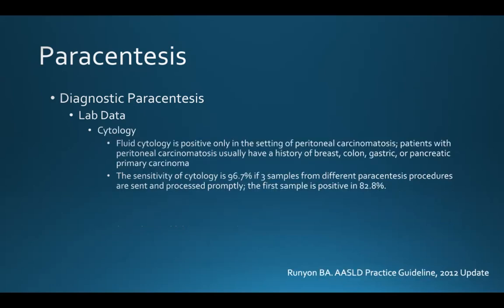Sometimes we might order cytology for the fluid we obtained. Remember, fluid cytology is only positive in the setting of peritoneal carcinomatosis. Patients with peritoneal carcinomatosis usually have a history of breast, colon, gastric, or pancreatic primary carcinoma. The sensitivity of cytology is over 96% if 3 samples from 3 different paracentesis procedures are sent and processed promptly. The first sample is positive in 83% of patients.